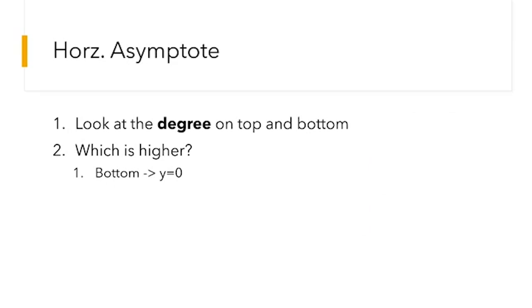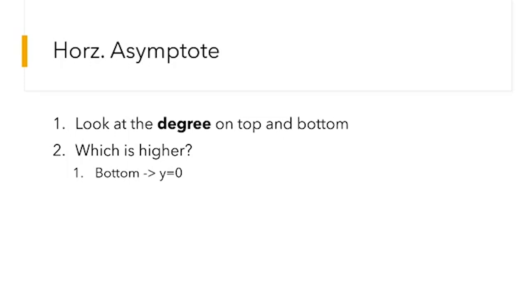Okay, so let's go on to the horizontal asymptote. If you think about it, when it's a horizontal asymptote, we're asking what does it do in the long run? Is there a ceiling or just some number that the function is going towards in the long run? The best way to look at that is to look at the highest degree on the top and the bottom of our fraction. We're going to see which one has the higher one, because then that will tell us how the function is growing or not.